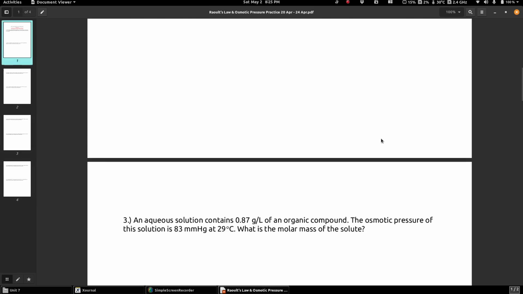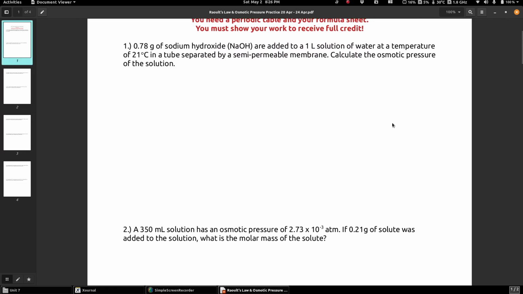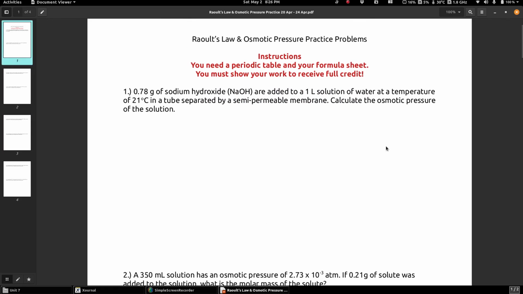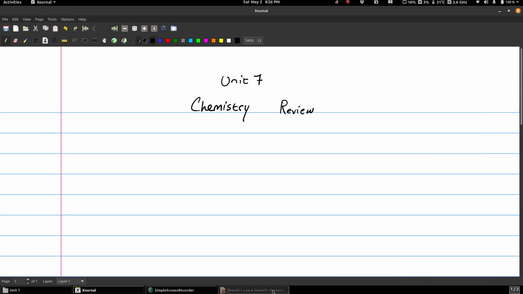Okay, so a common one that I was getting questions about either dealt with osmotic pressure or Raoult's law. So before I even get into that, the Van't Hoff factor is something that a lot of you had trouble figuring out, and I want to clarify how you do it again. So the Van't Hoff factor is simply telling you how many ions you have in solution.